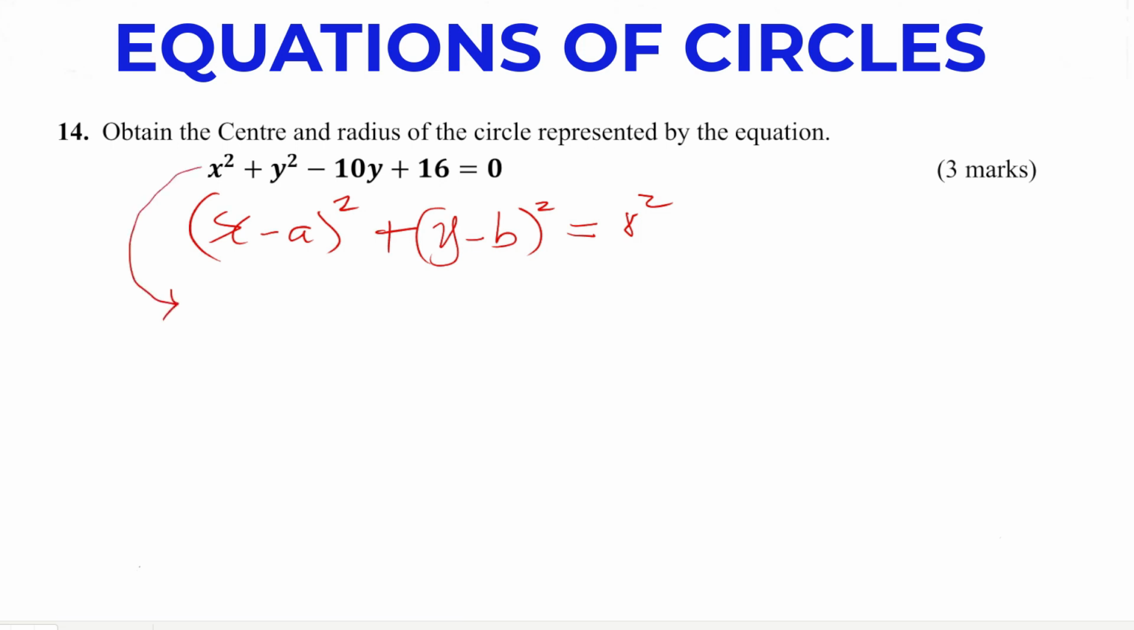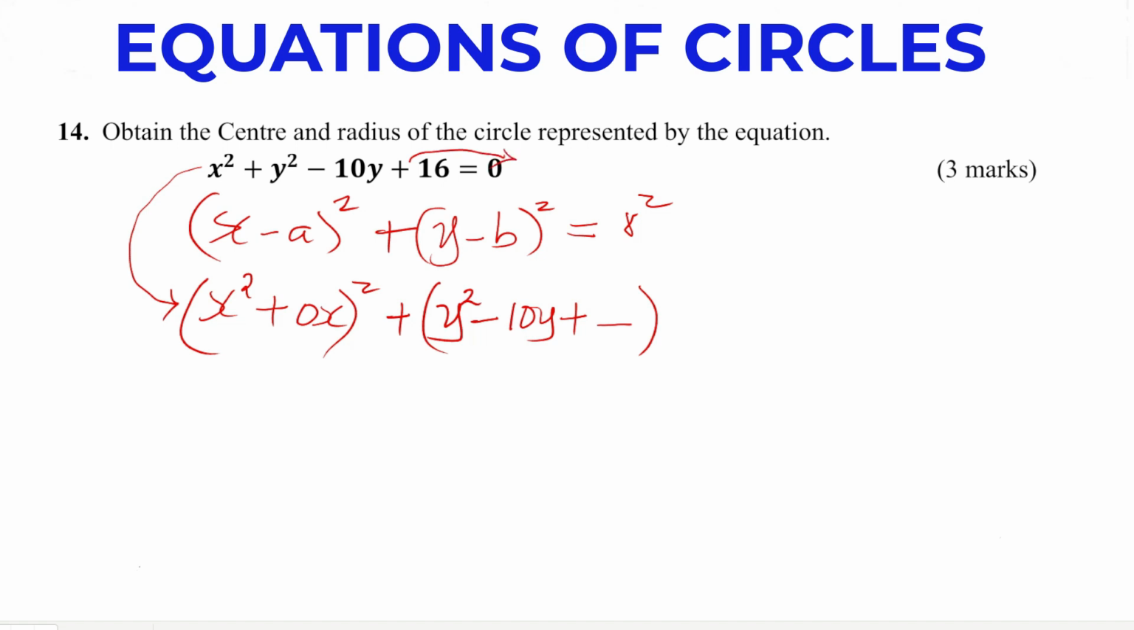So we start by completing this square, x squared. When I look at the whole of this equation, we don't have any other term containing x. So that one, we can simply complete by adding a 0, because we don't have 0x. Then we have y squared, then a term containing y, so minus 10y. This one is not complete, so we must complete this square. For positive 16, we can take it to the right hand side, and this will give us negative 16.